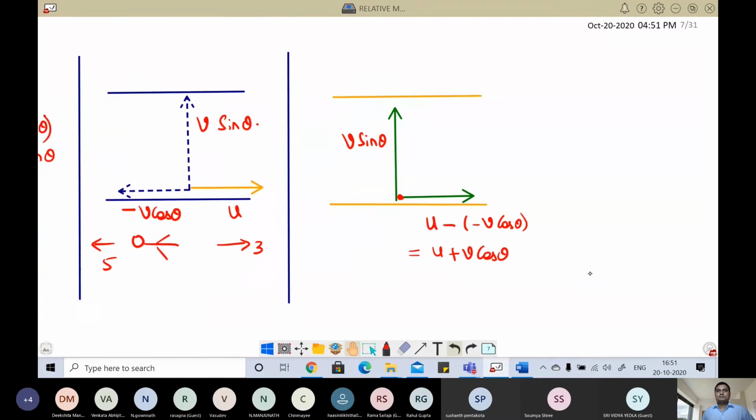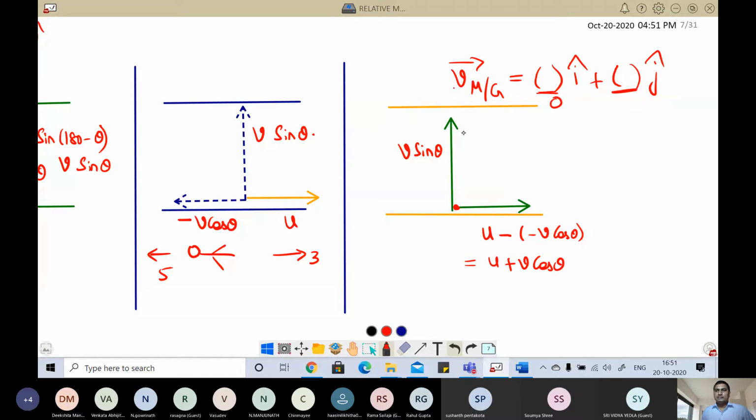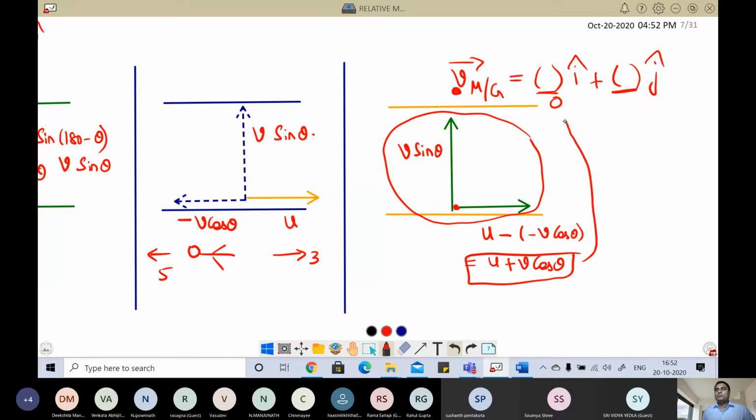Okay, now see here. When I say this one, this is nothing but the velocity of man with respect to ground. So right now what should I write? This should be 0 plus some j component. There should be some j component and this component should be 0. Now the values which we got belong to this vector only. So this component should become 0, because this is the x component we got. So u plus v cos theta must be 0. So u is equal to minus v cos theta.